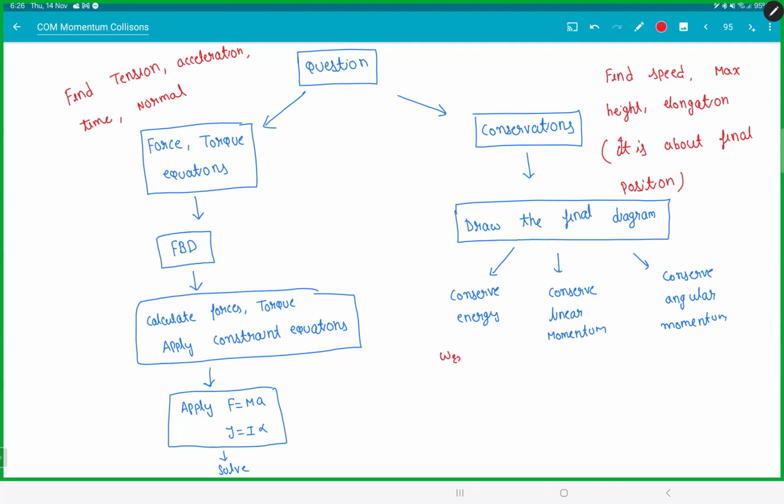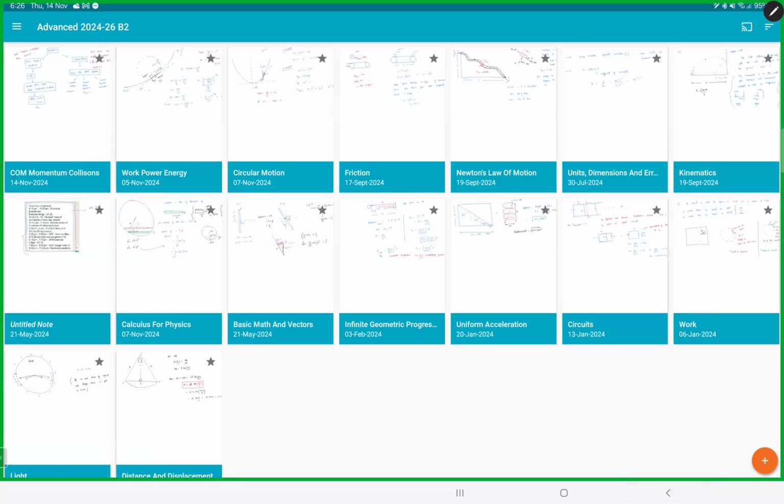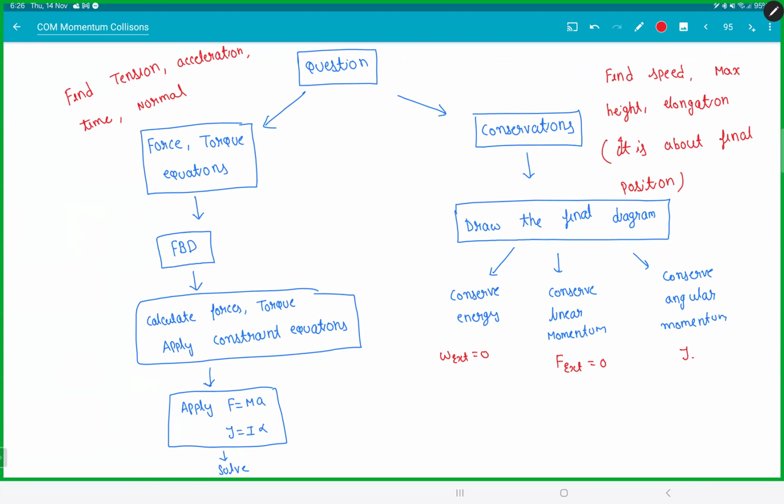Now, when do you conserve energy? To conserve energy, work done by external must be zero. When do you conserve momentum? When external force is zero. When do you conserve angular momentum? When torque is zero. So once you got this, solve the equations. If you see any problem in mechanics, either it will fall in that category or this category.